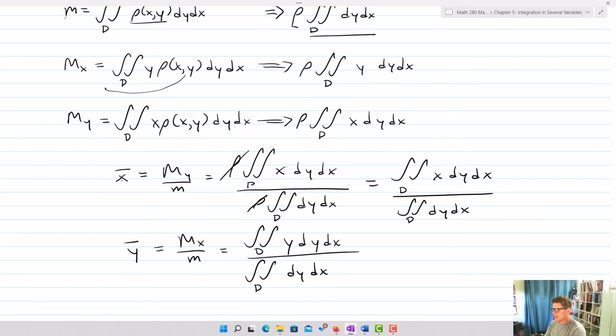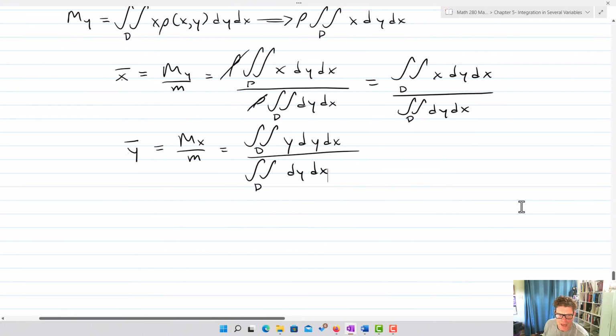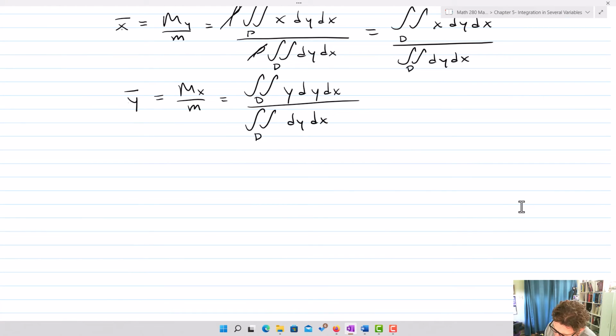Notice it's not going to be dependent upon the density. The density is not actually going to be any part of finding our centroid, which is our center of mass for a lamina of constant density. So, for example, say I want to find the centroid for our triangular region, the one that we discussed earlier.